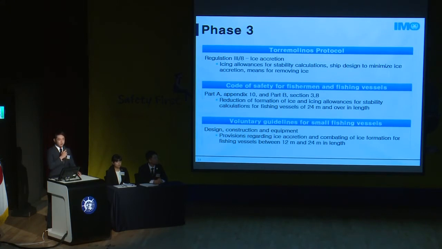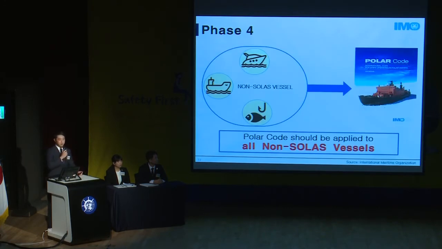Finally, the work on design, construction, and equipment on voluntary guidelines for small fishing vessels operating in polar waters. Remaining non-SOLAS vessels, except the fishing vessels, may have other difficulties in working on Page 4, as there is no separate agreement for these vessels, such as the Torremolinos Protocol and Cape Town Agreement. However, based on precedent in the preceding Pages 1, 2, and 3, the working group will also be able to take appropriate action for remaining non-SOLAS vessels.